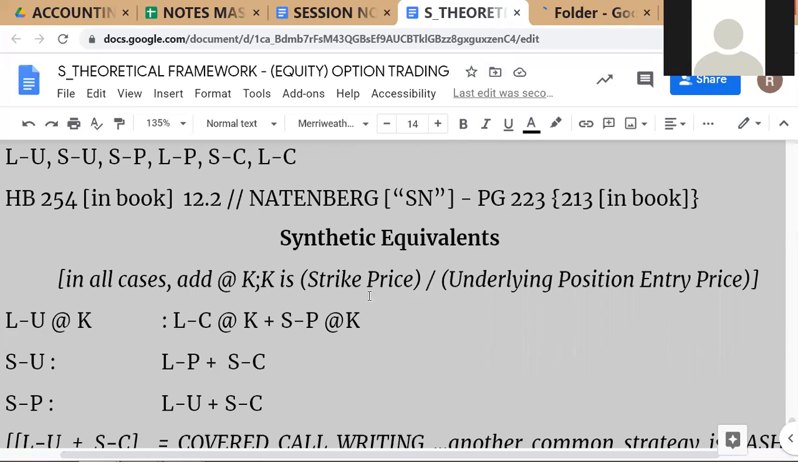If you have a situation of long underlying at K, you're trying to think of what would be the synthetic equivalent for this position. Okay. So try to see why a long call at K and a short put at K is the equivalent of the long underlying at K. Okay, understand why these two constitute the synthetic equivalent of this. So let's see how that works.